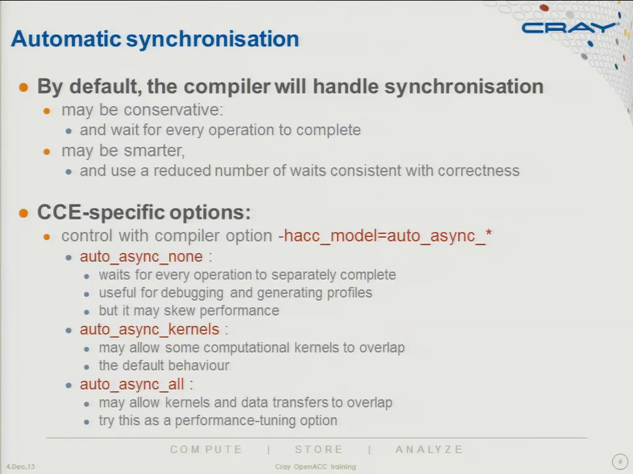To control how much it's done, there's this ACC model flag where you can say, don't do any asynchronicity, wait for everything to complete each time it's done. And that's what we did to get the profiles, which showed the kernel time. You can get some overlap of computational kernels. This is the default. Or you can be more aggressive and set it to be all. That's a performance tuning option that you can try with your code without any code change. This is a Cray specific thing.